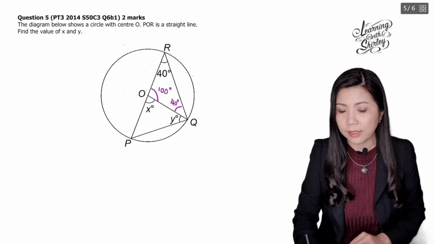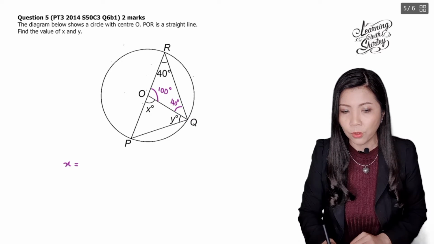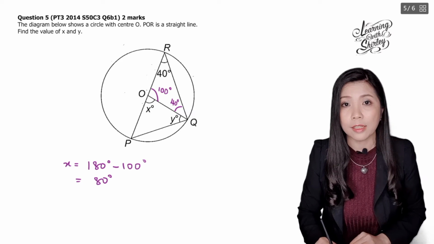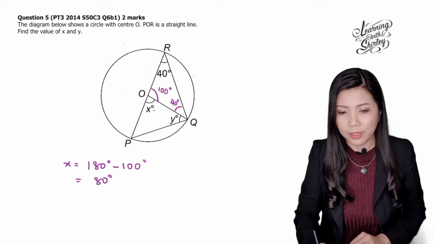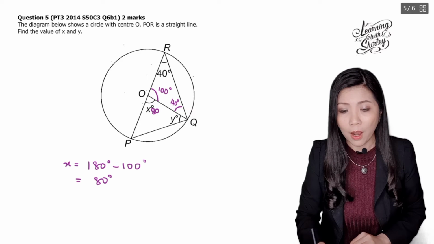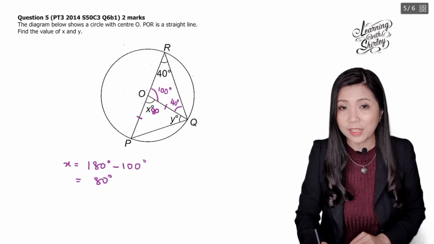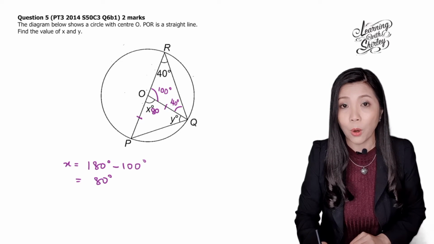To find X, I'm going to use X equals 180, which is the angle on a straight line, minus 100, so we get 80 degrees. So that's the answer for X. So here is 80. To find Y, this is a radius, this is also a radius, which means that this is an isosceles triangle, POQ.